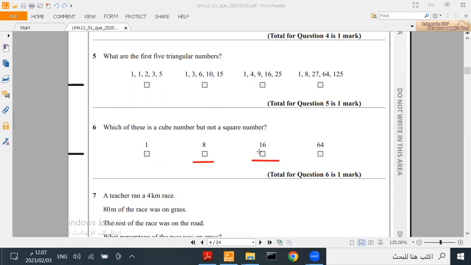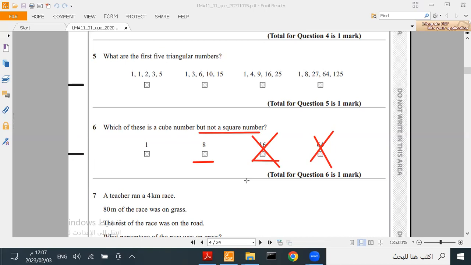16 is a square number. They said not a square number. But it's not a cube number. No. They said not a square number. 16 is a square number, so we can't take it. 64 is 8 times 8. We can't take it. It's a square number.